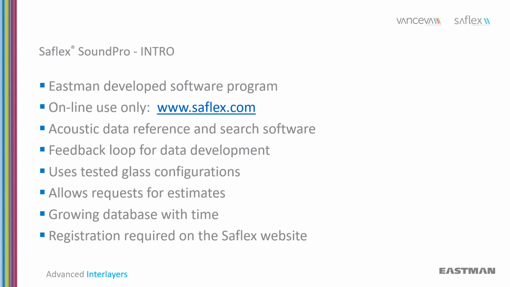Saflex SoundPro is an Eastman-developed software program. It is available for online use only at www.saflex.com. It has acoustic data for reference and is a search software for glazing configurations and their acoustic performance. There's a feedback loop built into the system which allows us to develop additional data based on trends and requests. It uses tested glass configurations. Those are the tested results, and from those tested results we create our estimates when the data is not available.